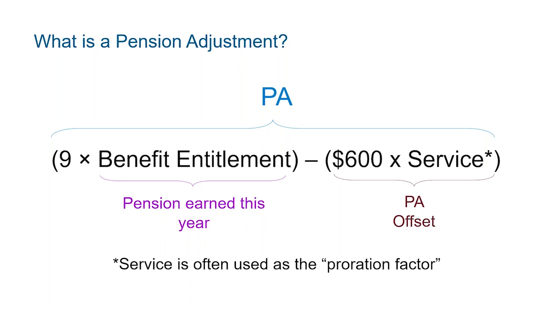Generally, PA formulas are pretty similar, but they can differ slightly based on the type of pension plan. The 9 is standard and is set out in the Income Tax Act, so that never changes. The benefit entitlement represents the pension the member earned in the tax year. The $600 PA offset is also standard and acts to reduce the total PA amount, meaning it would take up less RSP room. However, the PA offset amount is typically multiplied by a proration factor. For DB Prime members, the PA offset is prorated on the pensionable service, so the proration factor is equal to the member's pensionable service in DB Prime for that year. For example, if a member only works half of the year, the offset would be cut in half to $300.